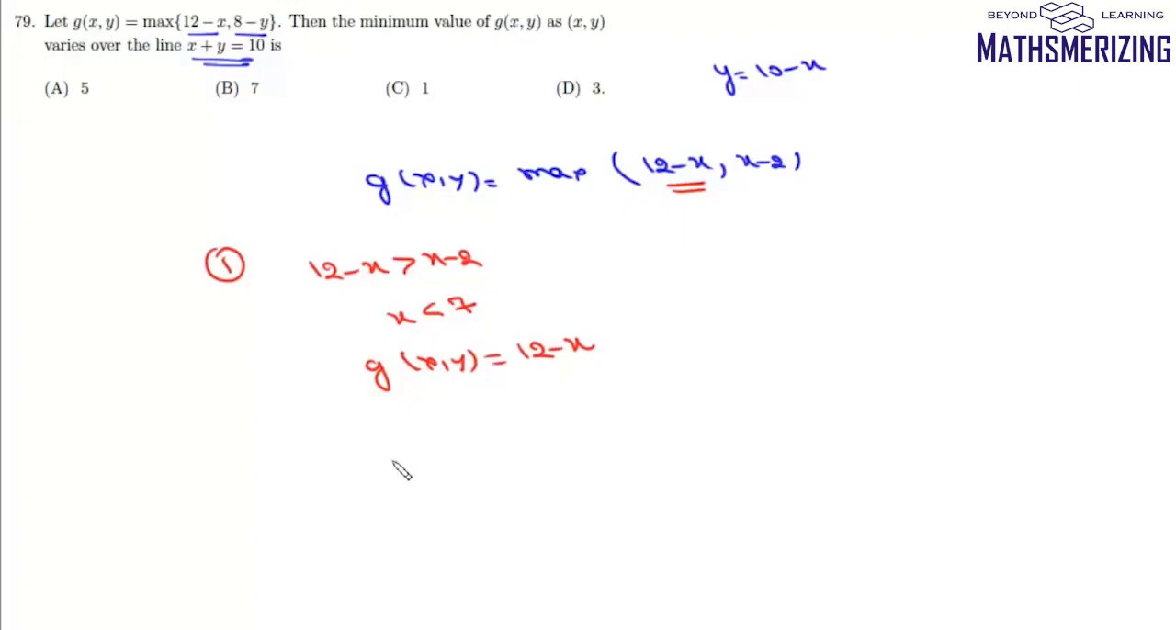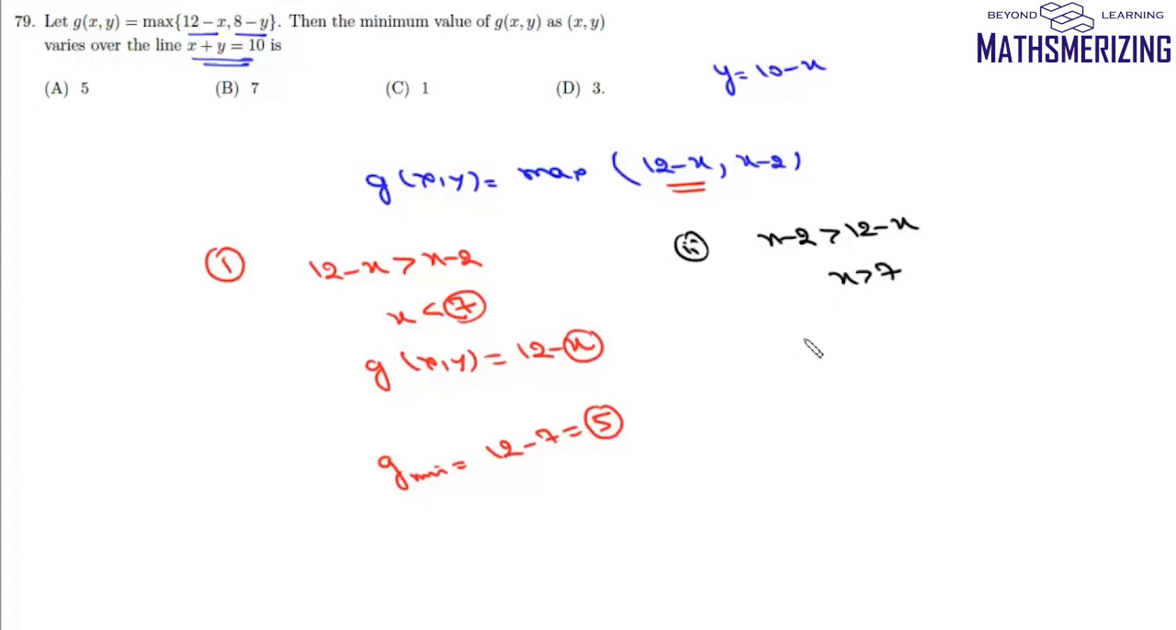Now we need to find minimum value of g. Now value of g will be minimum when this x is maximum. So the maximum value of x in this case is 7. So it will be simply 12 minus 7, which is 5. Now we'll take the second case when x minus 2 is greater than 12 minus x, that is when the value of x is greater than 7. Now if the value of x is greater than 7, then g(x,y) will be x minus 2. Now this value will be minimum when x is minimum. The minimum value of x here is 7. So again g minimum will be 7 minus 2, which is 5.